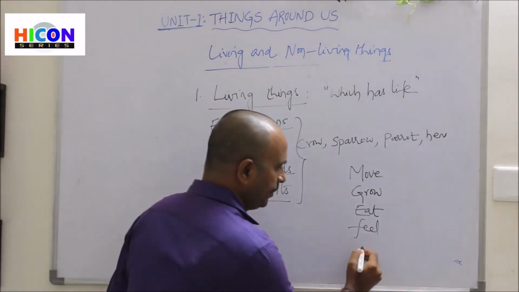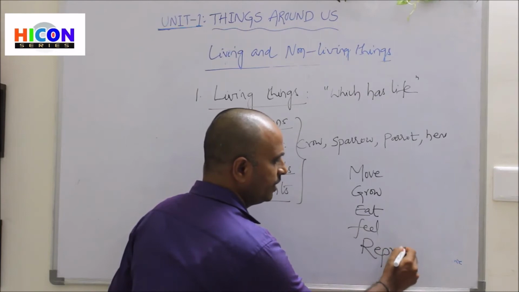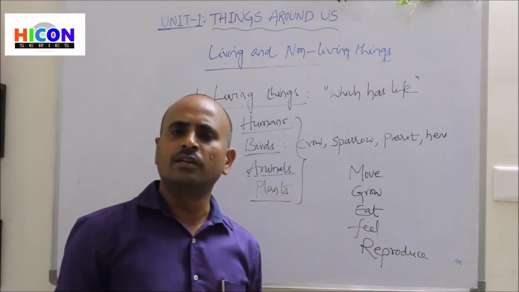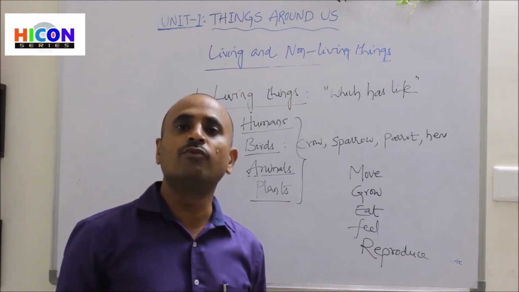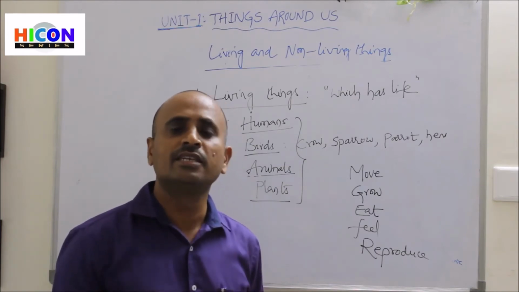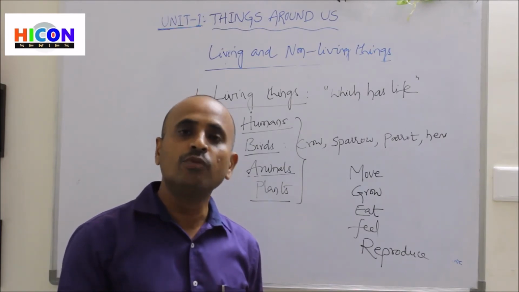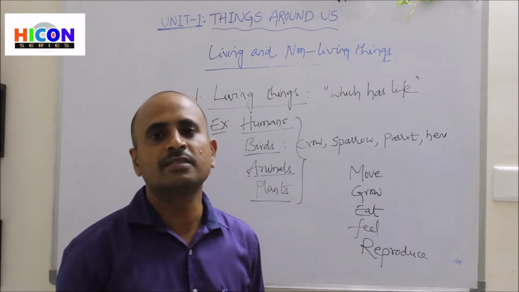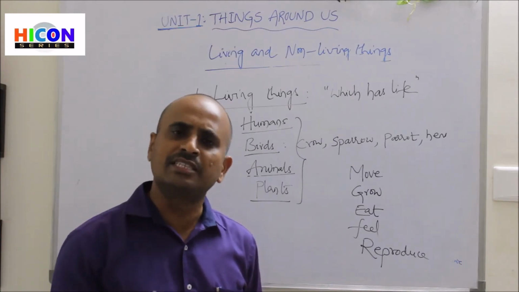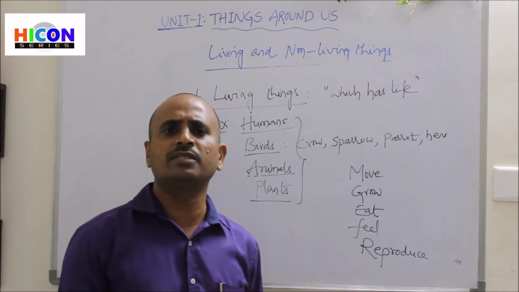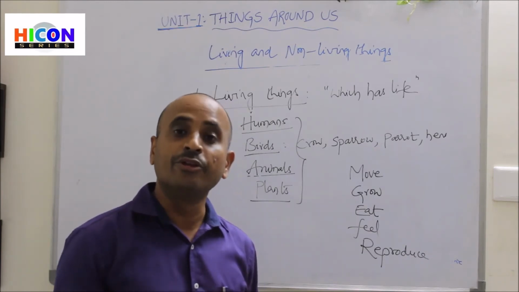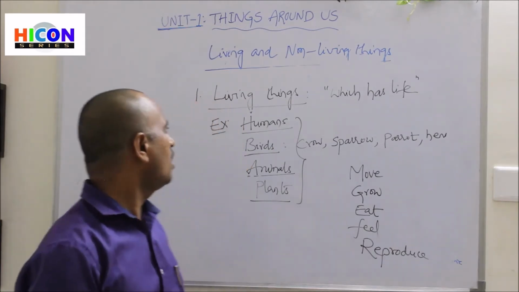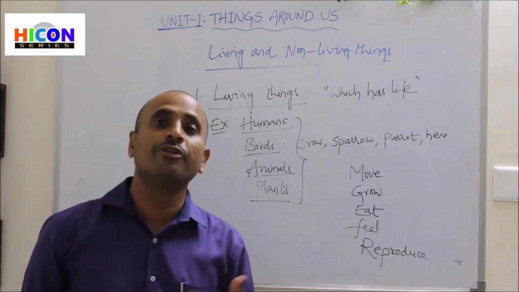In the same way, all living things reproduce. So what is reproduction? Reproduction is the process of producing their own kind. That means all living things give birth to new ones, young babies or new babies which look similar or the same as them. This process of giving birth to new ones which look similar to them is called reproduction.